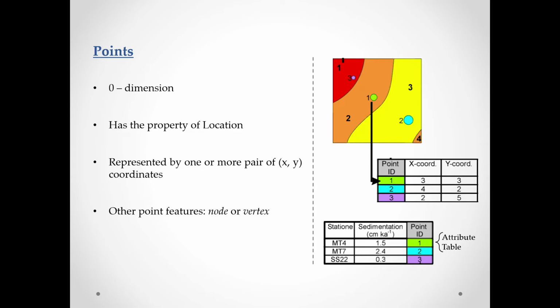Points, as 0 dimension, have the property of location, represented by one or more pairs of XY coordinates. Other point features are node or vertex. The point ID is given 1, and the x coordinate and y coordinate are 3 and 3.